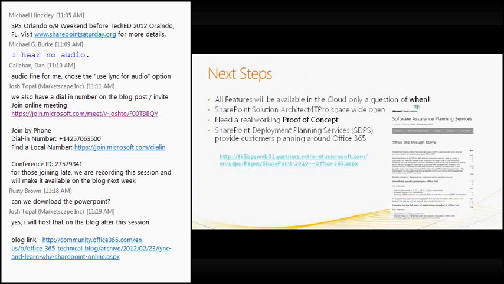So your next steps. My prediction, I'll go ahead and put my hand out and see if it gets chopped off, is that all features will be available in the cloud. It's only going to be a question of when.